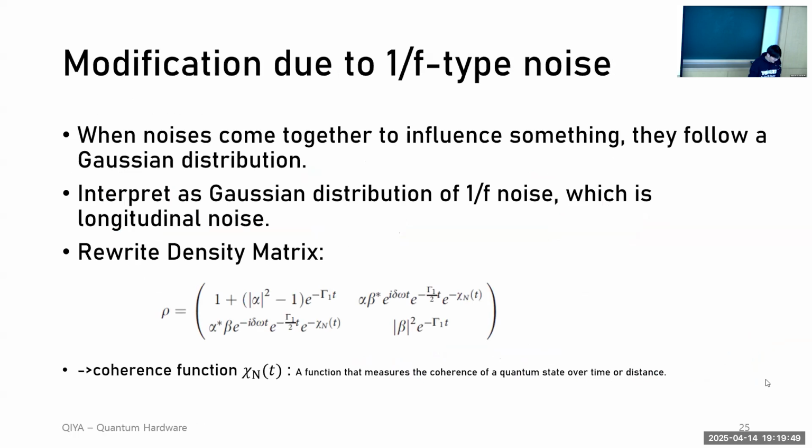We can extend this model with some Gaussian noise. We can modify it due to the 1/f noise. When many noise sources come together to influence something, they follow a Gaussian distribution. So we interpret it as a Gaussian distribution of 1/f noise, which is not longitudinal noise. So we can rewrite the density matrix with this additional correlation function term.